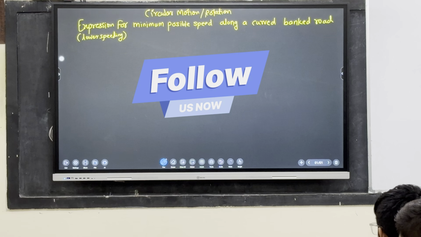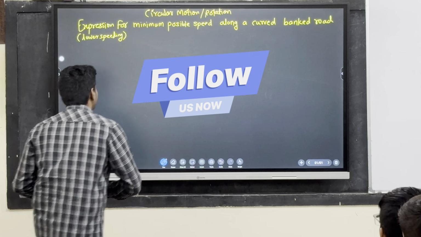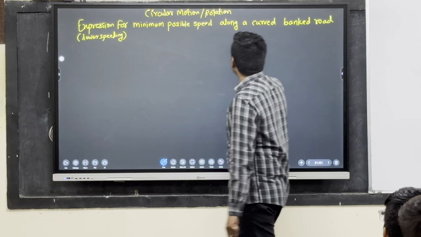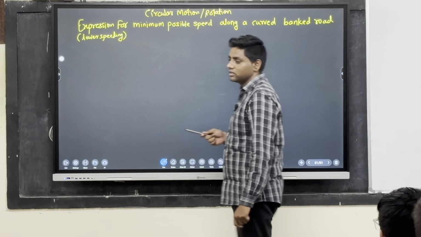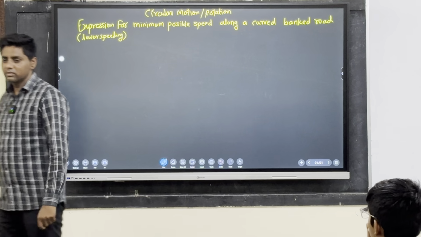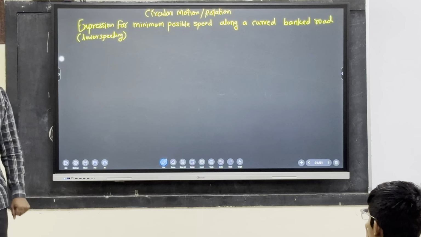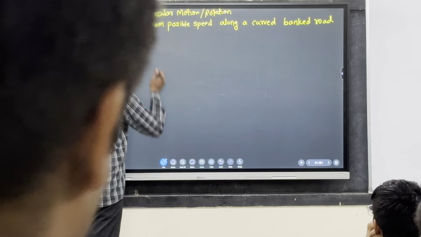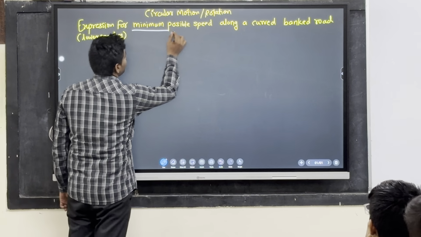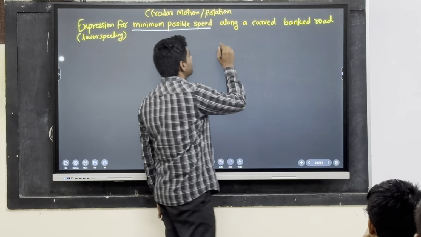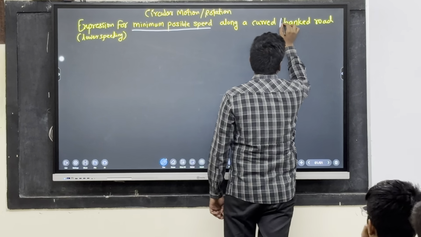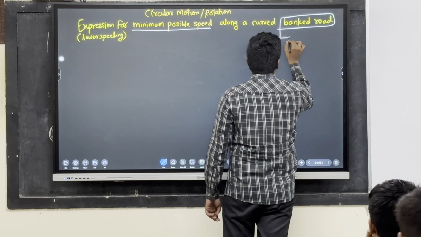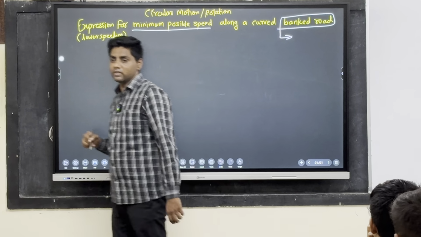Yesterday we solved maximum speed whenever the vehicle is along the curve road, and today we have to study the expression for minimum possible speed whenever the vehicle is along the curve bank road. So tell me, what is the definition of angle of banking?